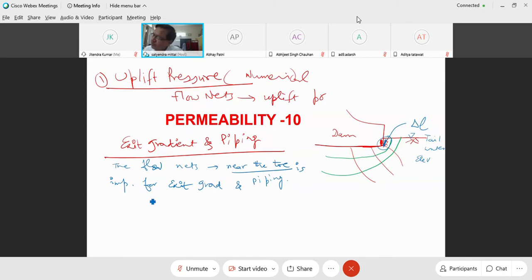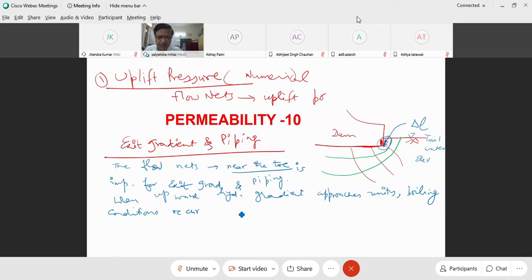When the upward hydraulic gradient approaches unity, boiling conditions occur, leading to erosion in soil. And this is called piping.